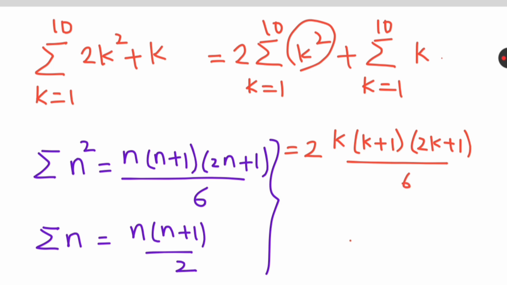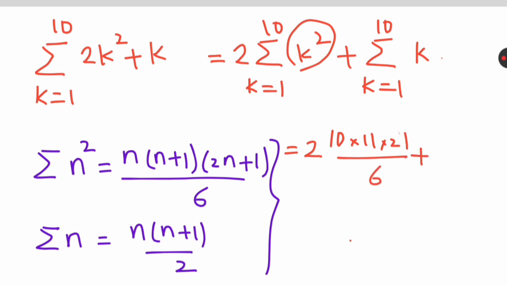Here k we are taking up to 10, isn't it? So let's substitute k as 10 here. If we substitute k as 10, here you need to write 10, here 10 plus 1, which gives 11, and here 2 times 10, which is 20, 20 plus 1, 21, over 6, plus. Now we need to substitute the summation of k formula, which is n times n plus 1 over 2. So we are taking k as 10, k is up to 10. So let's take k times k plus 1 over 2.